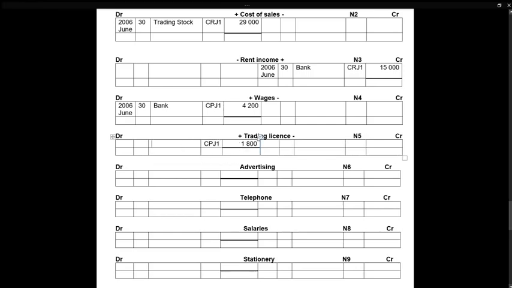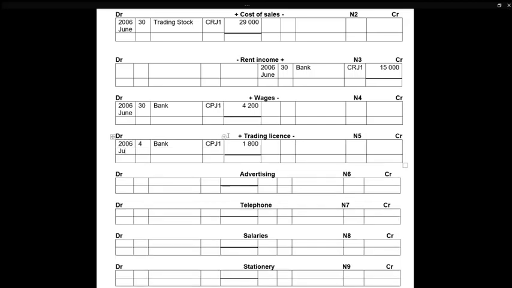Details will be bank. This took place, remember it's not a total of a column, so I'm going to use the specific day, which was the 4th, 2006 and June. Right, next one, advertising.